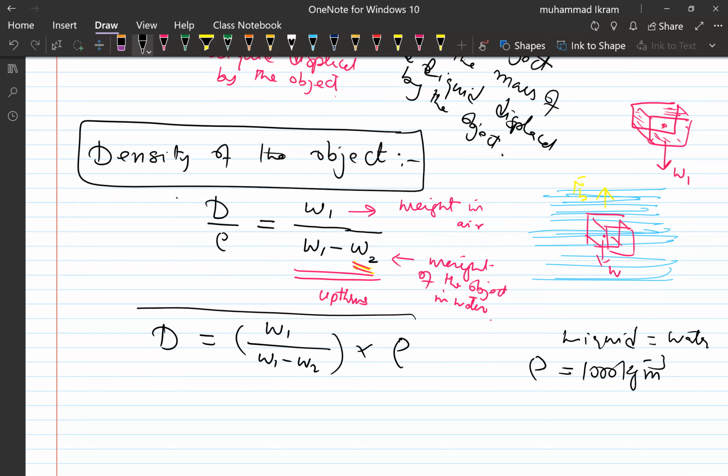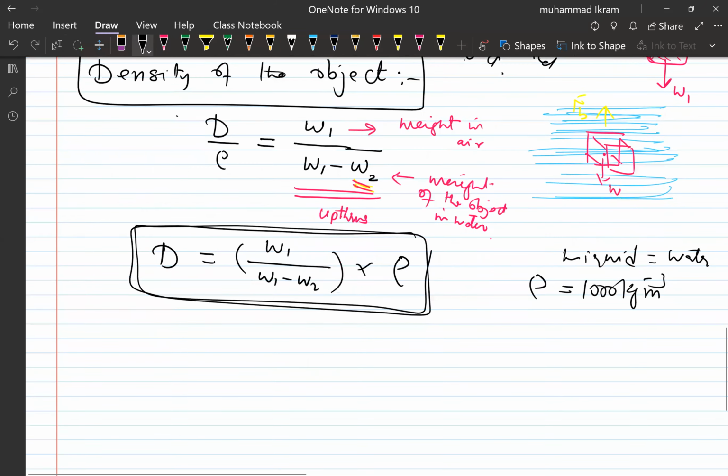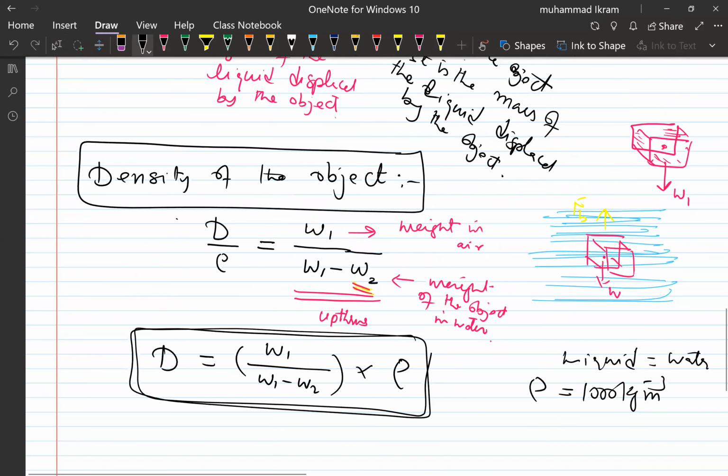So this is the formula which can be used to calculate the density of the object. This is very easy, and this could be one of your practicals also in the lab. You can perform this, right?